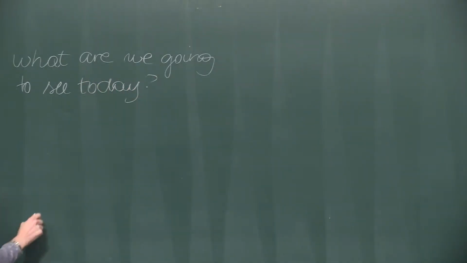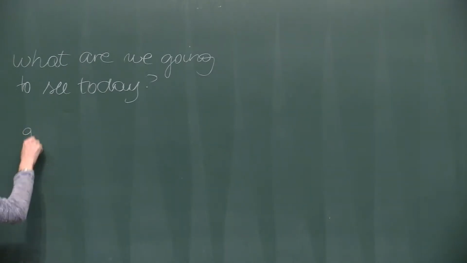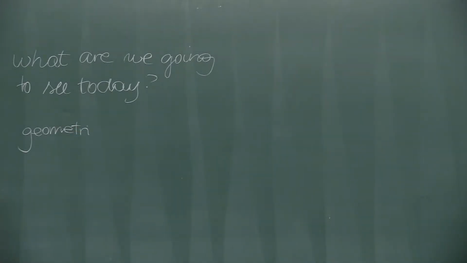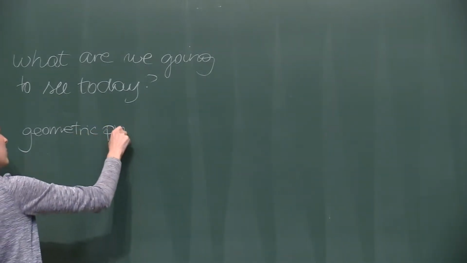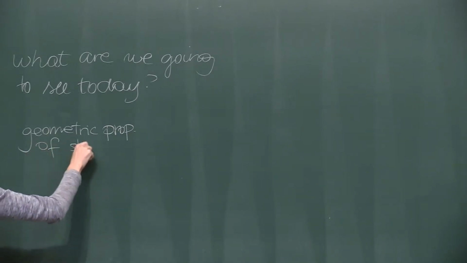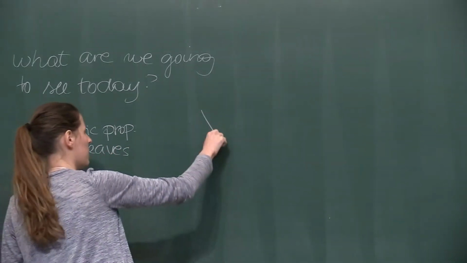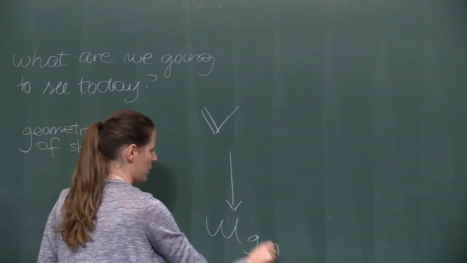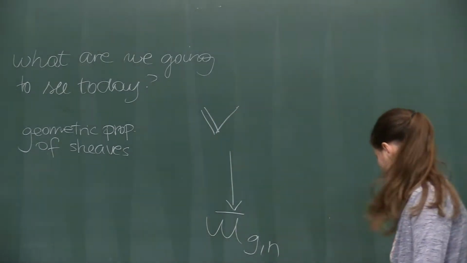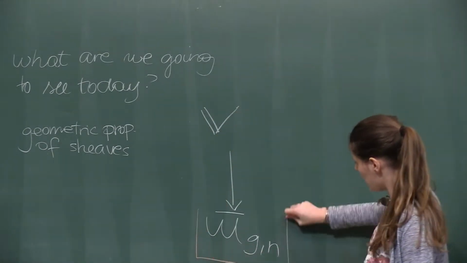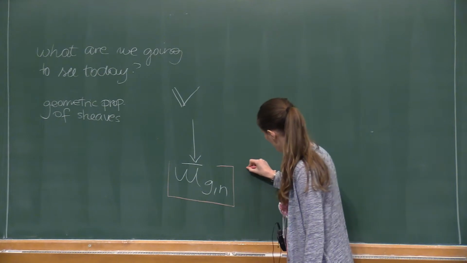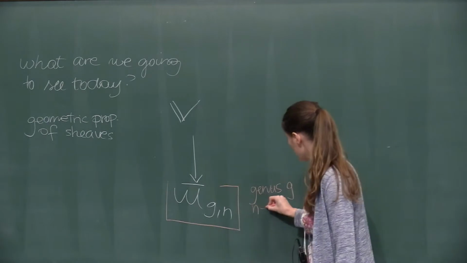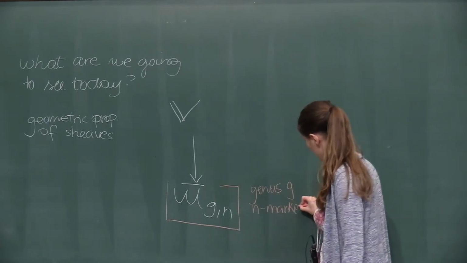So the idea is that I want to study geometric properties, and I will say more explicitly later what I mean, of some sheaves. Let me call them V over M_g bar. And by this space, I mean the moduli space of genus g and marked curves.